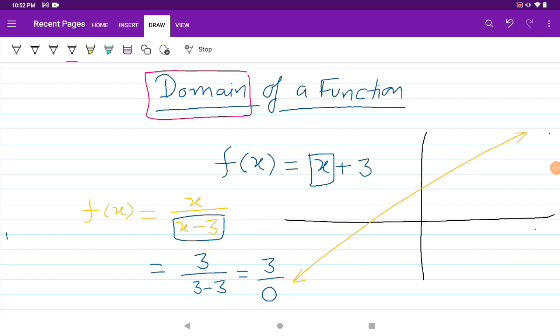Okay, so no need to draw the graph. Just check where the function is not defined. So if I ask you what's the domain of this function, the domain is all real numbers except 3. You can write it in this way also, domain of f, I'm just writing Df belongs to negative infinity to 3 union 3 to infinity. Okay, just take one more example.